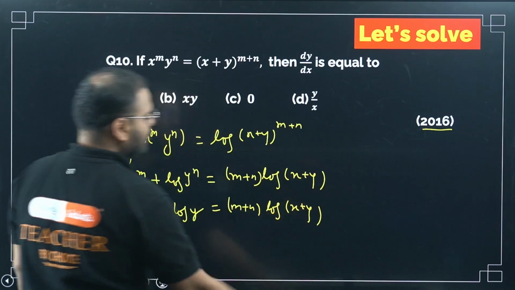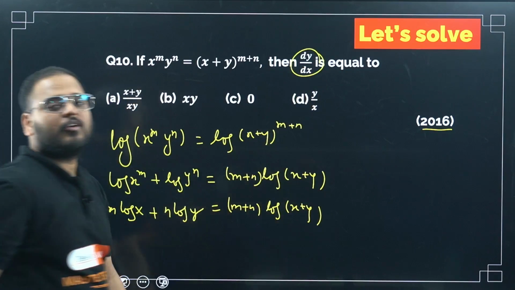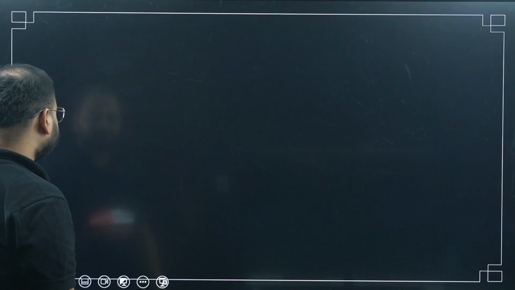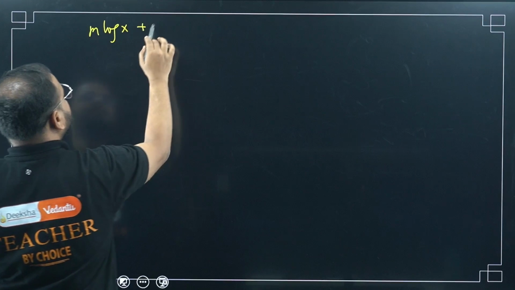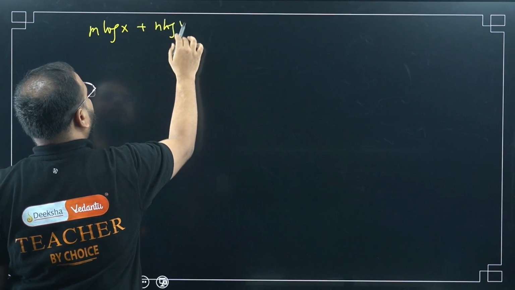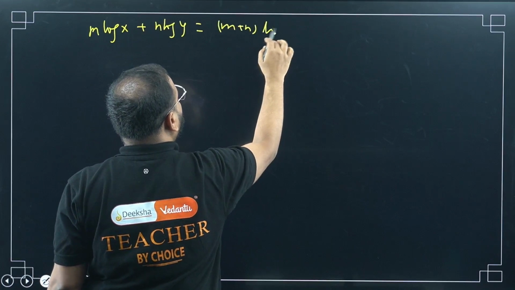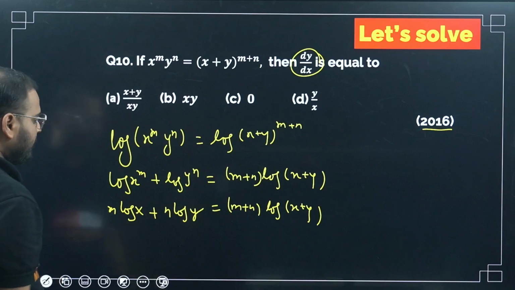What comes next? Next is differentiation. We are looking to find the value of dy by dx. Okay, चलिए करते हैं. Next slide. m log x plus n log y equals m plus n log of x plus y. Please check here.